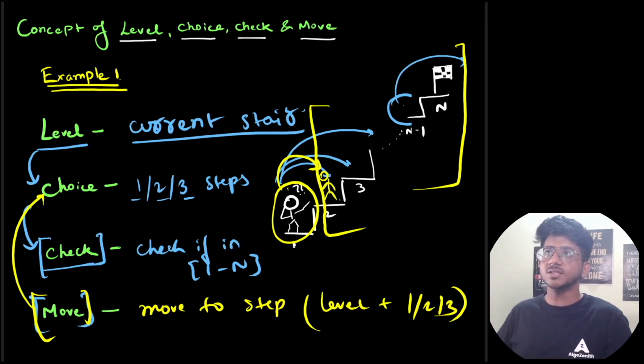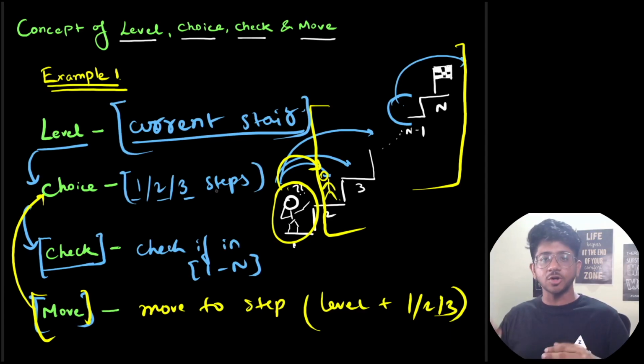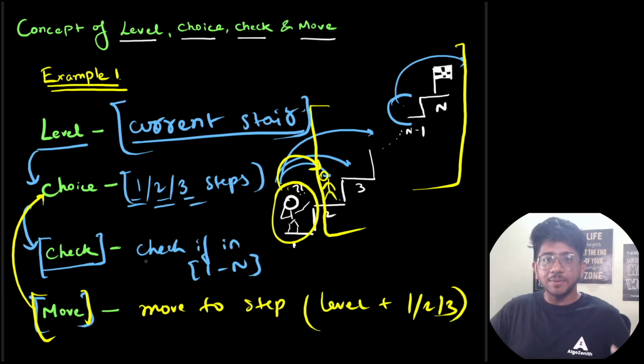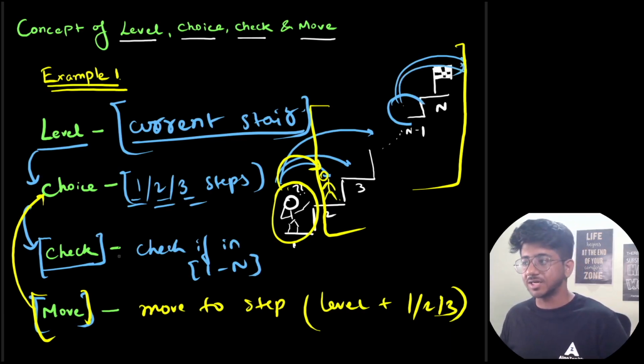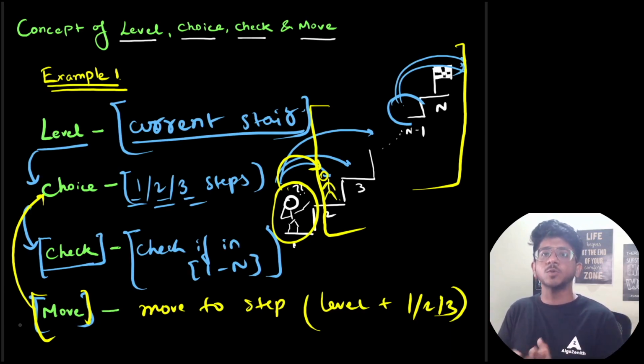So in this case, level was a way to understand what my current configuration looks like. It's the current stair that I'm at. Choices are, at my current configuration, what choices do I have? I can move one step, two steps or three steps. Check is whether the current choice that I'm exploring is valid or not, because as I said, you can fall off the cliff as well. So that is checking if the person is still going to be in the range 1 to n after making the choice. And move is, if that choice is valid, go ahead and explore that in recursion. So actually make the changes in the configuration of the person and explore that. So those are the four terms for this particular problem.